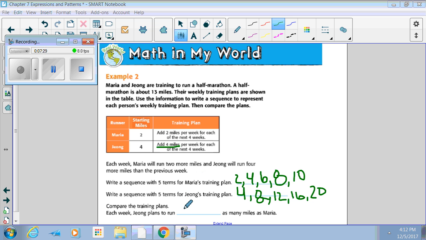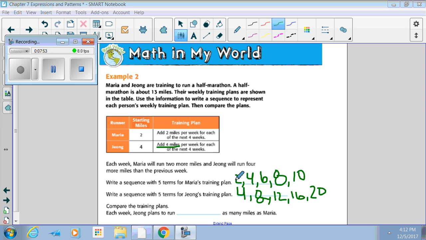Here, this question is wanting me to compare Maria's first term to Jang's first term. So here I have 2 and I have a 4. Well, I know that I can add 2 and it'll get me 4, but let me see if it applies to the next terms. I have 4 and 8. Well, if I do 4 plus 2, that doesn't give me 8, so that rule doesn't work. I need to go back and try again.